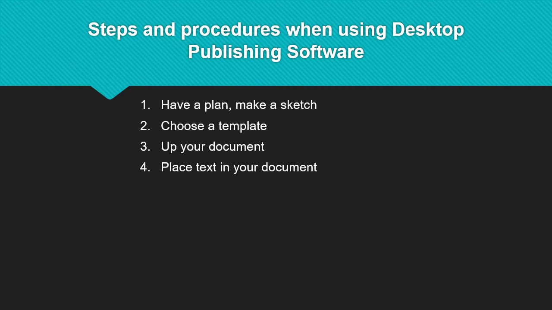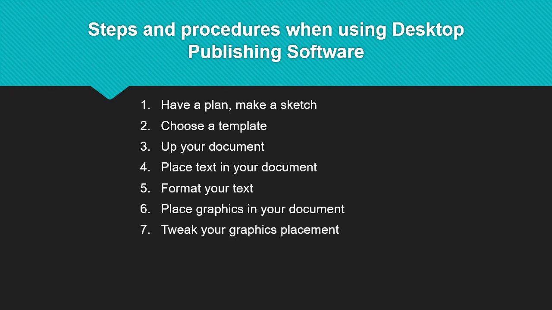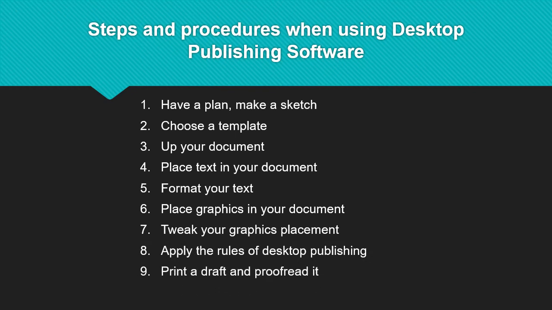So in number 4, you will be using your number 1 sketch or plan for you to be able to place text in your document. Then format your text. Place graphics in your document. Tweak your graphics placement. Again, use your sketch. Apply the rules of desktop publishing. Then after that, all you have to do is to print the draft and proofread it. And then print your whole project.